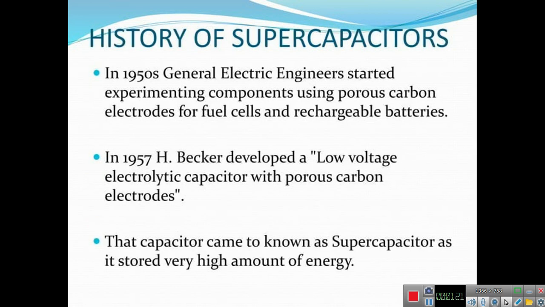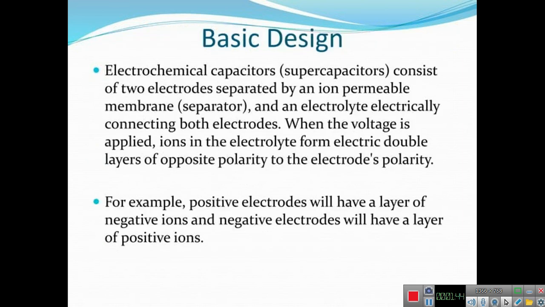So, history of supercapacitors. In the 1950s, General Electric engineers started experimenting with components using porous carbon electrodes for fuel cells and rechargeable batteries. In 1957, H. Becker developed a low voltage electrolytic capacitor with porous carbon electrodes. That capacitor came to be known as a supercapacitor as it stored a very high amount of energy.